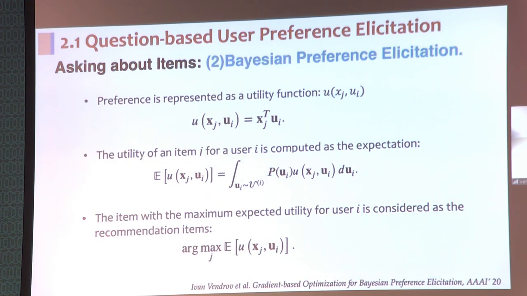The second method for asking items is what we call Bayesian preference elicitation. For this method, the user preference is represented as a distribution instead of a single vector.